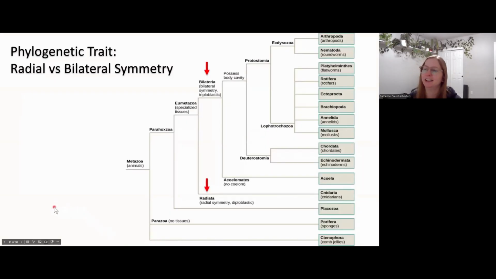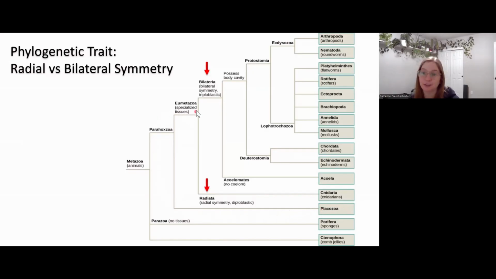All right. Let's look at our tree. We've added a couple traits. We know that we have specialized tissues in our animals. Well, everyone does, except for if this is on this branch here, that means that it's from here forward. That leaves out whoever is on the other side of this branch. These critters, the Placozoa, they do not have specialized tissues.